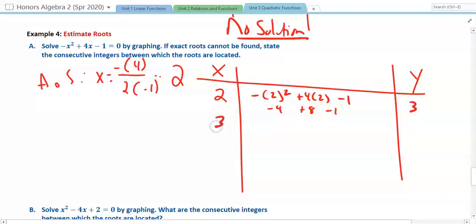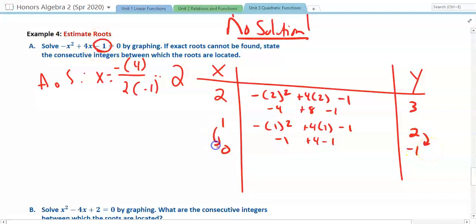So let's go to x being 3. Or we can go in the other direction and go to 1, because that's an easier number. So the opposite of 1 squared plus 4 times 1 minus the 1. So it's going to be -1 plus 4 minus 1. That's 2. And then we go to 0. Well, 0 is just -1. And so my y's went from being positive to negative here. And so somewhere between 1 and 0 on my graph.